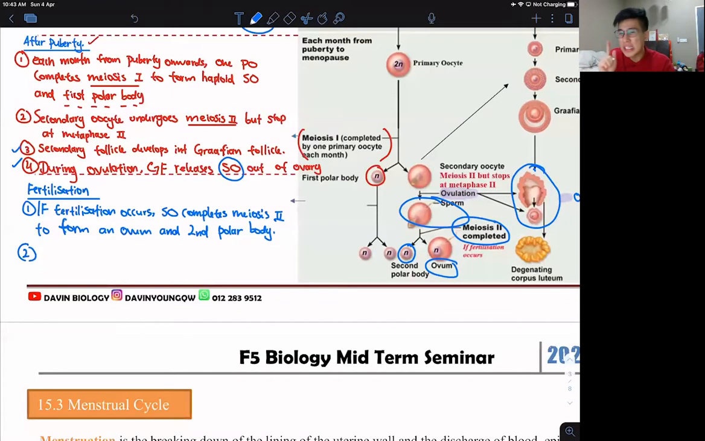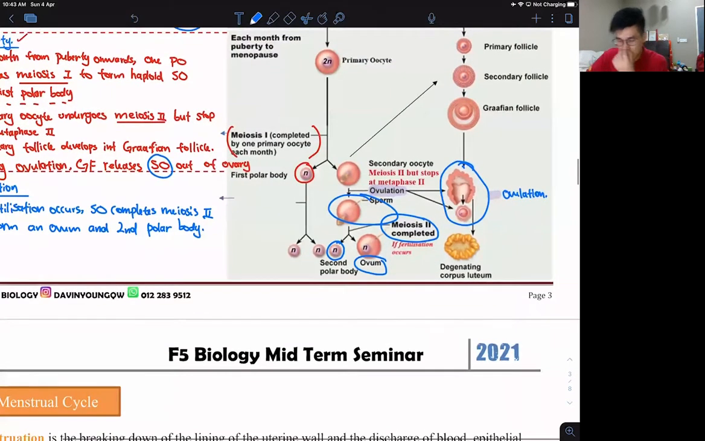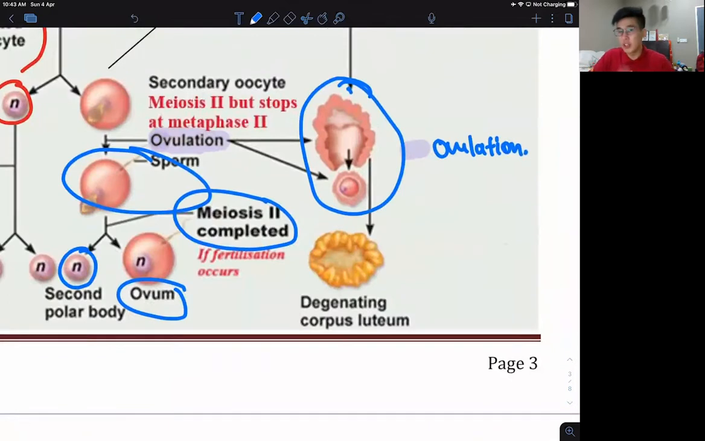Okay, I left out one thing. Now we come back over here. After ovulation, the Graafian follicle, which releases the secondary oocyte, will become, as you can see here, something called a corpus luteum. The corpus luteum is needed during pregnancy, which later in the menstrual cycle we explain its actual function. So the Graafian follicle becomes the corpus luteum, which produces a hormone that helps in pregnancy later on.